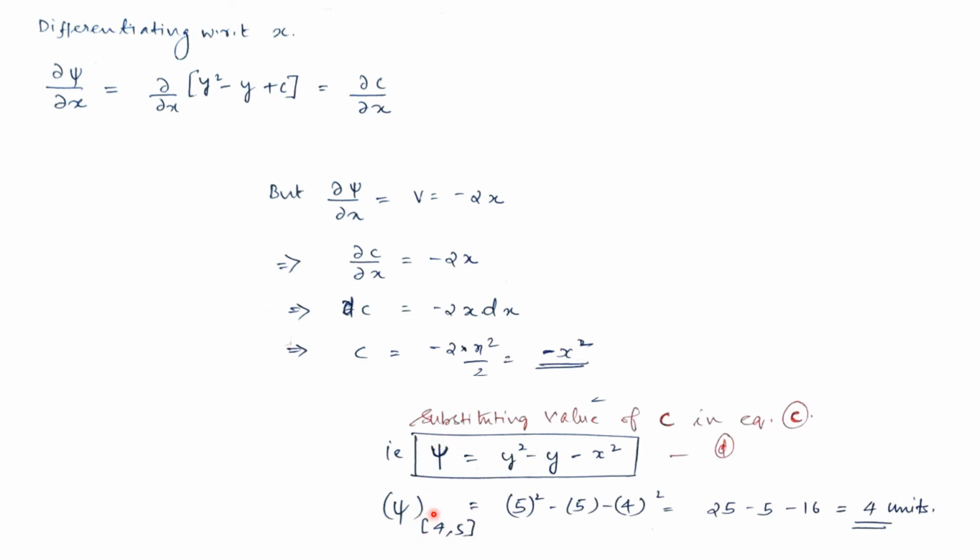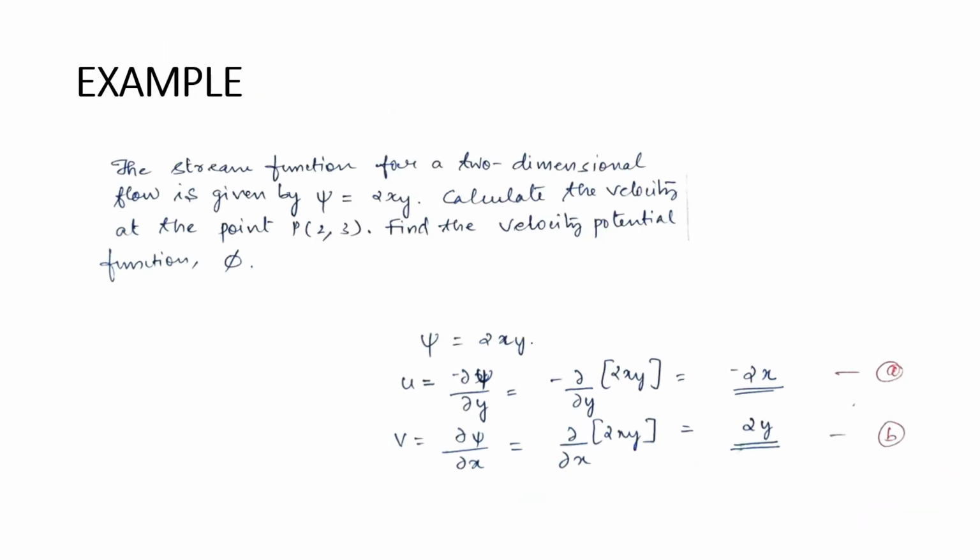Now you can evaluate the value of psi at the point 4, 5. So the value of y is 5, 5 squared minus 5 minus 4 squared. So 25 minus 5 is 20, minus 16. That you will get as 4 units, which is the value of the stream function. So this portion we have discussed. We will go for another problem also.